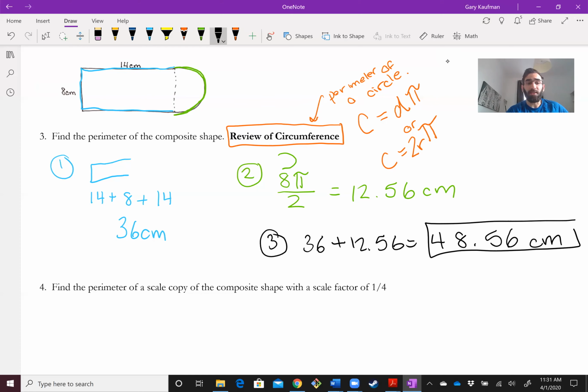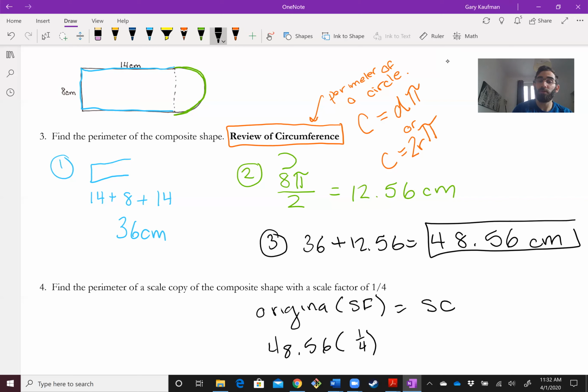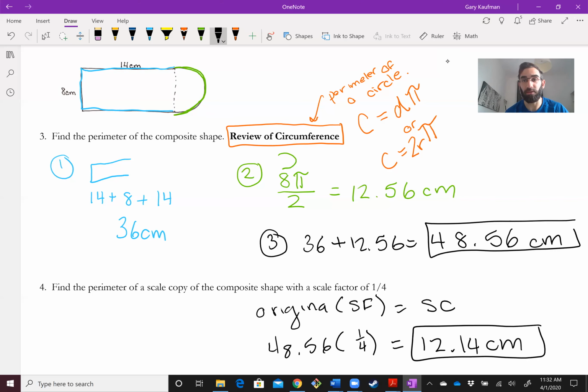Well, now I ask again, find the perimeter of a scale copy with a scale factor of 1/4. Remember, this is perimeter. So think about what you need to do to get there. When we have our original, it's our original multiplied by the scale factor, and it gives us our scaled copy. So 48.56 multiplied by 1/4, which is the same thing as dividing by 4, and we get 12.14 centimeters is the perimeter of our scaled copy.